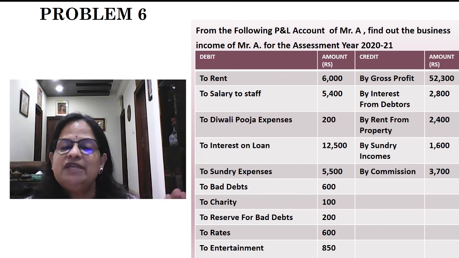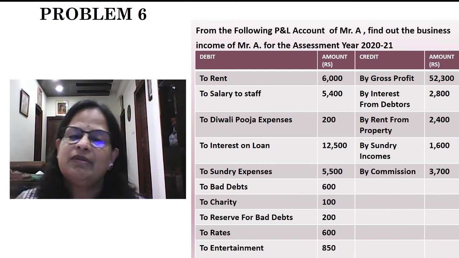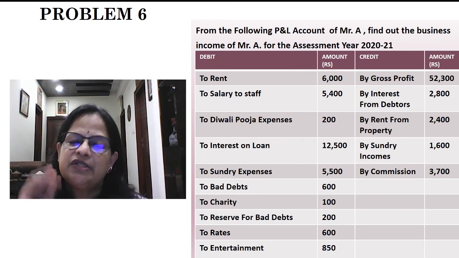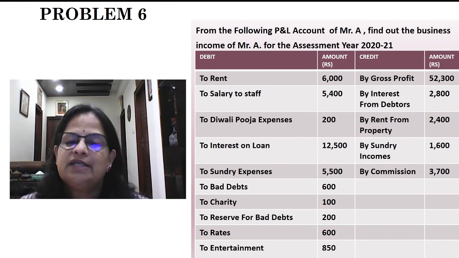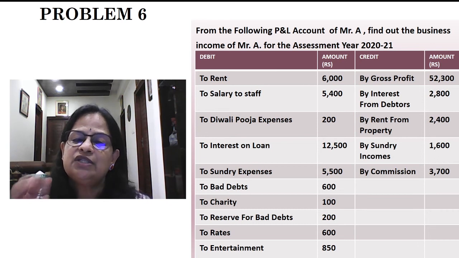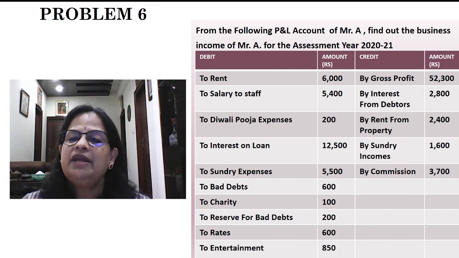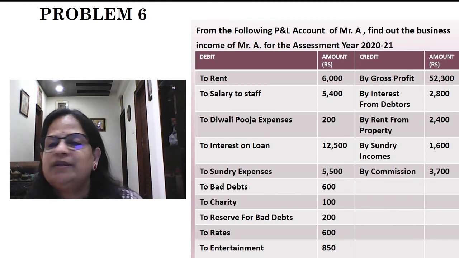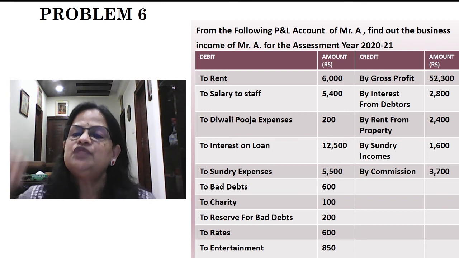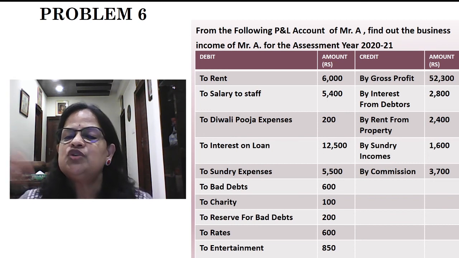Interest on loan, we have to see whether it's personal or any additional information we have to see that. Sundry expenses 5,500, bad debt 600, charity 100, reserve for bad debts 200, rates and taxes. Reserve for bad debts not allowed, charity not allowed, rates and taxes you have to see the additional information. Entertainment 850. Now credit side, gross profit 52,300. That we don't have to consider because our computation is starting from net profit. Interest from debtors, that is allowed because usually we will get interest from debtors for early payment or delayed payment.